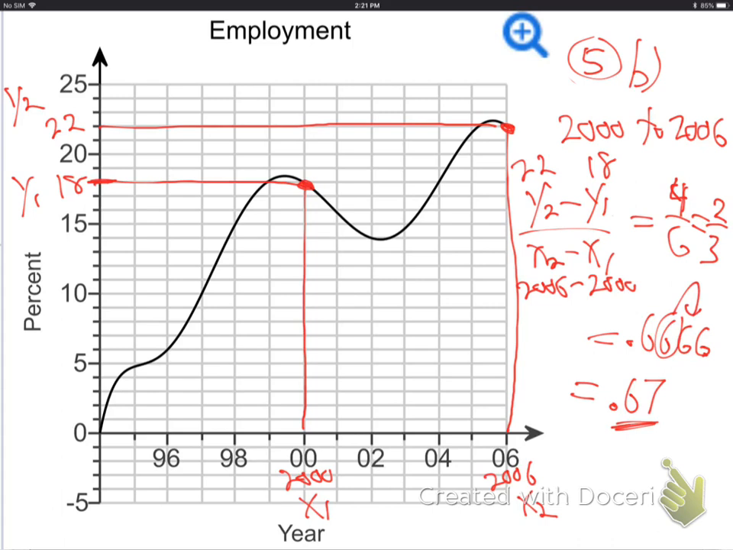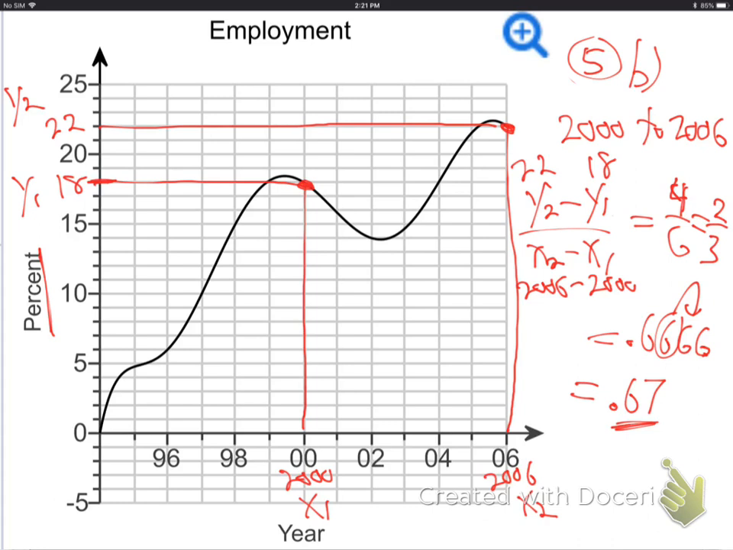What does that number mean? In real life, what does that mean? Can anybody put that in real life? 6.7? This is 0.67. So it's less than 1%. By the way, it's already a percentage. We don't have to convert anything. It's already automatically in percentage. So it's less than 1%.